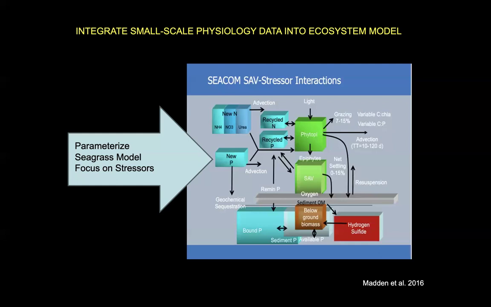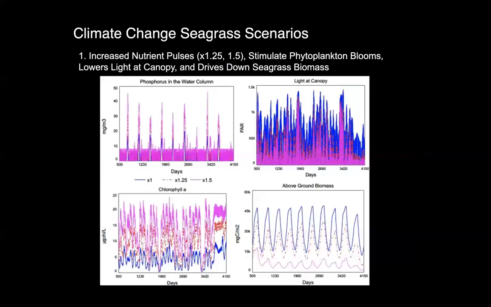But we want to take this model and integrate more of our understanding of the stressors and the physiology into the model, so that it can be more mechanistic and we can understand the water quality and physiological drivers of the seagrass decline and die-offs, and also have some different scenarios for climate change. I'm not going to go into these, but this is just using the model how it is now.